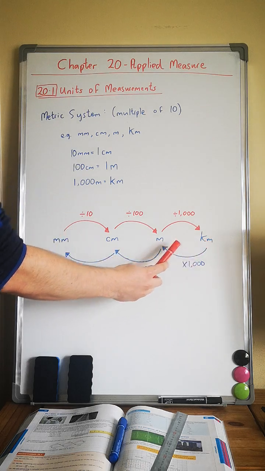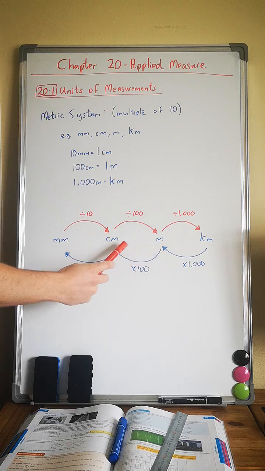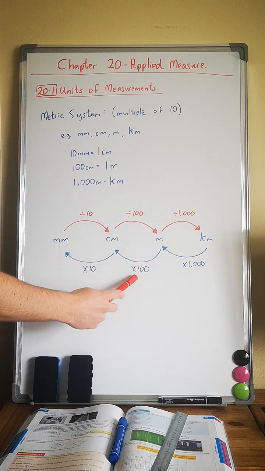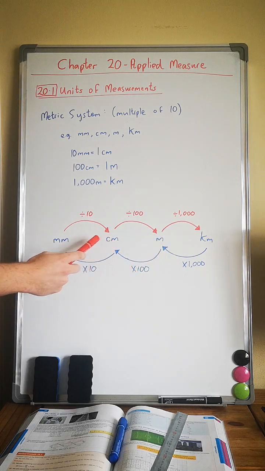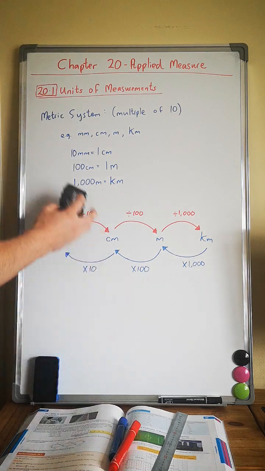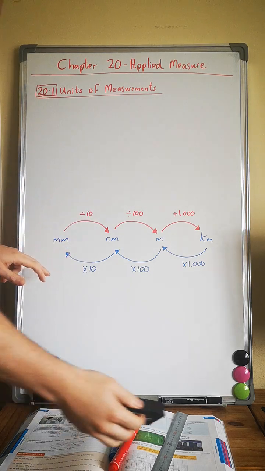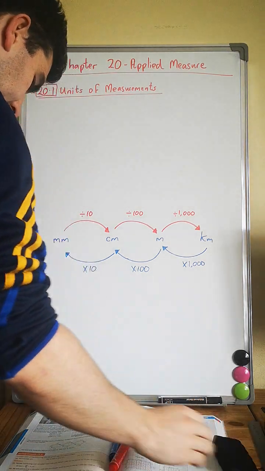To get from kilometers to meters, you multiply by 1,000. To get from meters to centimeters, you multiply by 100. And to get from centimeters to millimeters, you multiply by 10. So I'm just going to do a few quick questions. I'm going to leave this up because this is a handy guide that you can keep.